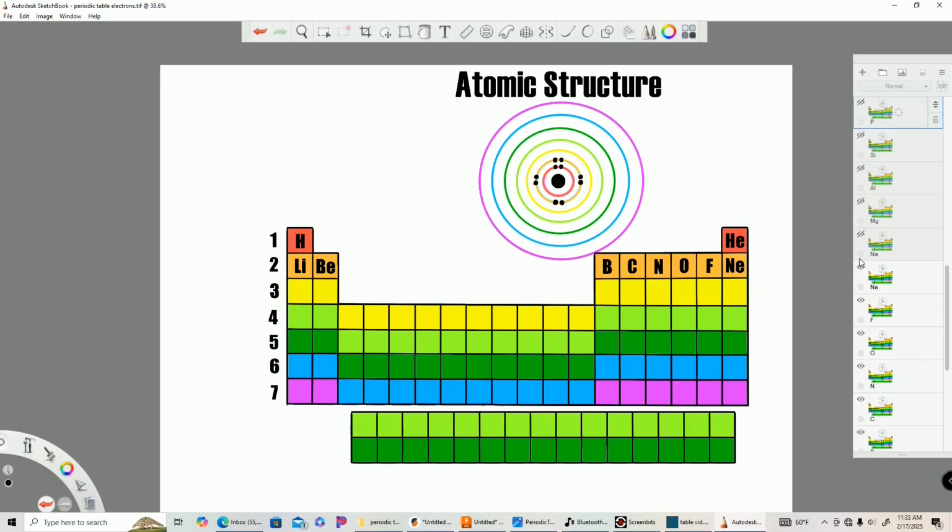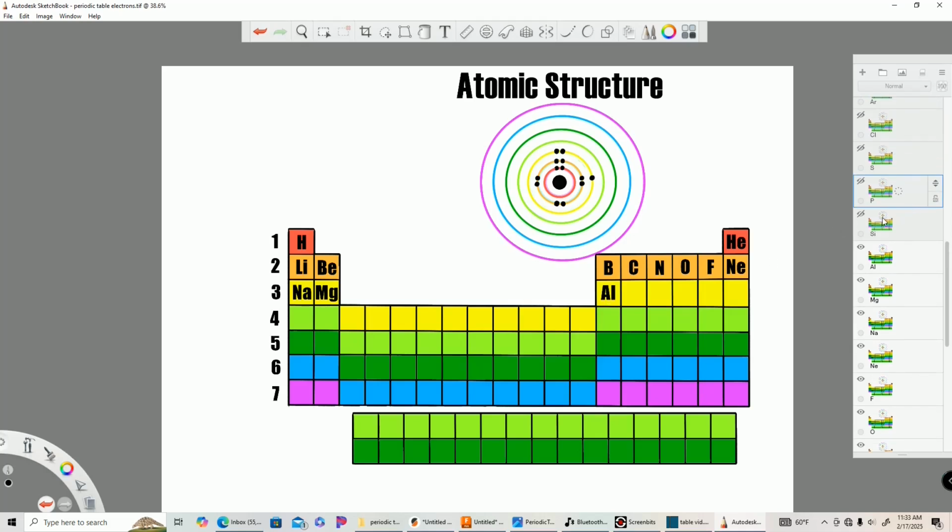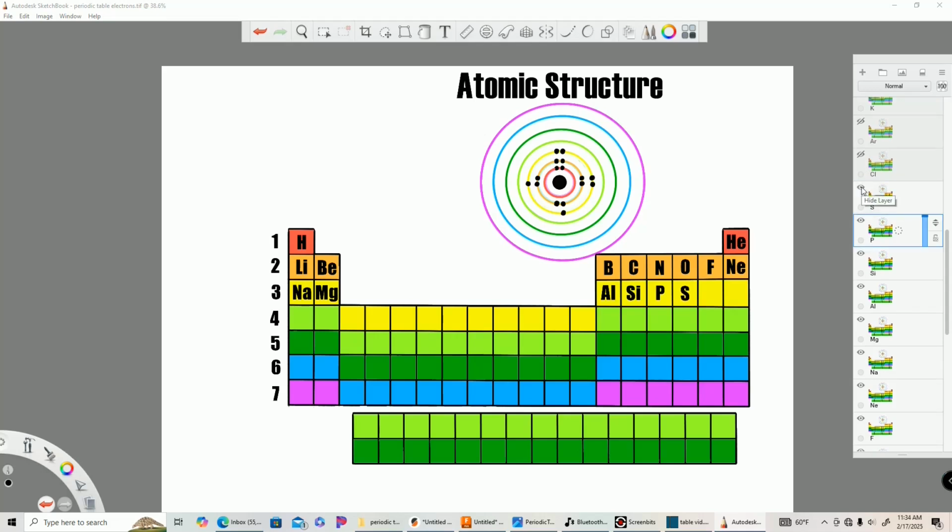Okay, so if we keep going into our third row, we're in a third row now, so we start a new principal level, and we're in the first column, so 1 electron. Hopefully you guys are starting to see the pattern here. Then we have magnesium, second column, 2 electrons. Aluminum, third column, 3 electrons. And then silicon with 4, phosphorus with 5, sulfur with 6.